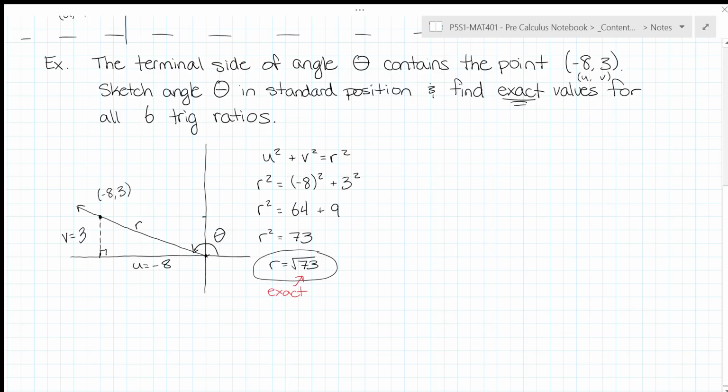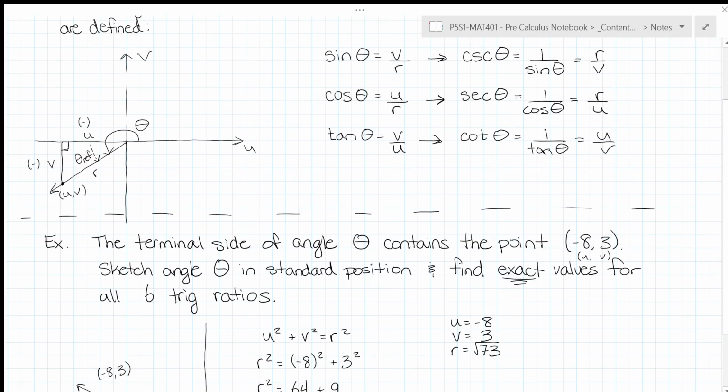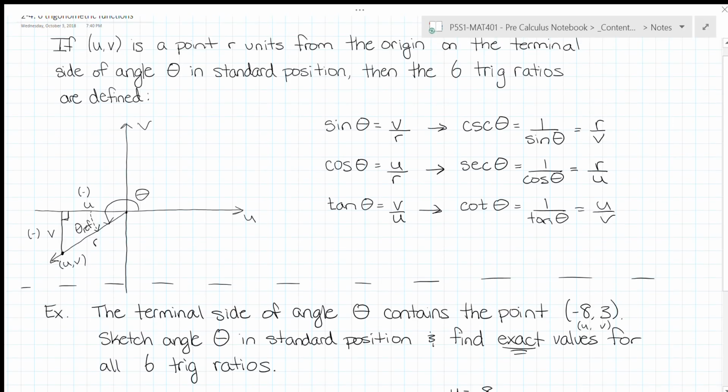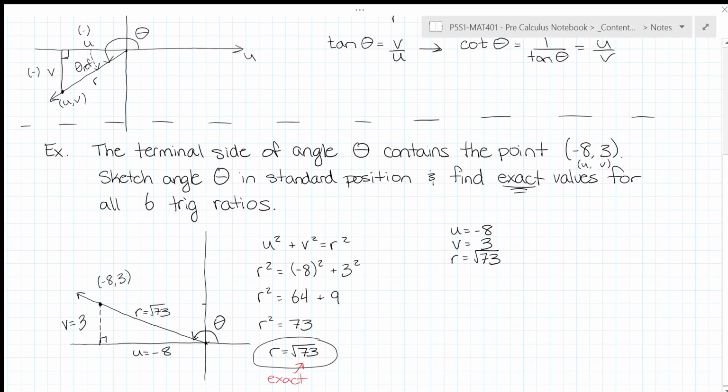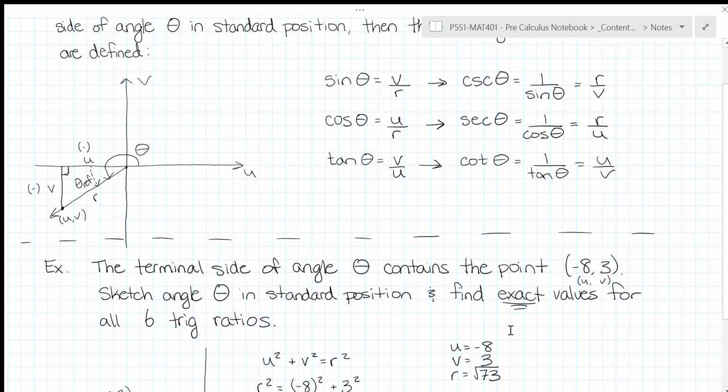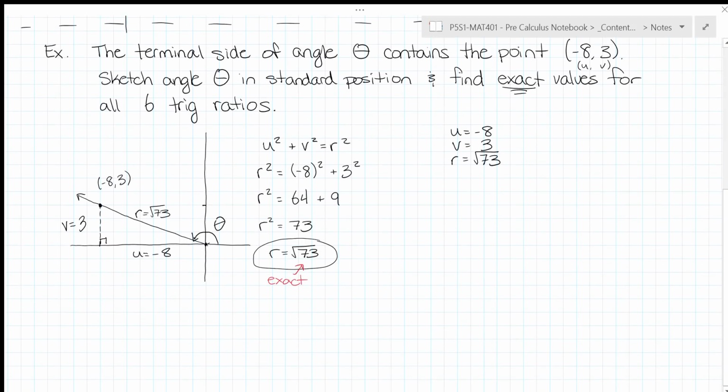So we'll put that in here. And I encourage you, every time you do this, just rewrite those. So I have u is -8, v is 3, and r is the square root of 73. And you're just going to plug those all in to figure out what are my 6 trig ratios. Eventually, you'll have to memorize these. For now, you can come back to your notes and look at these. Just try to be remembering in your head. Sine goes with the cosecant, cosine goes with the secant.